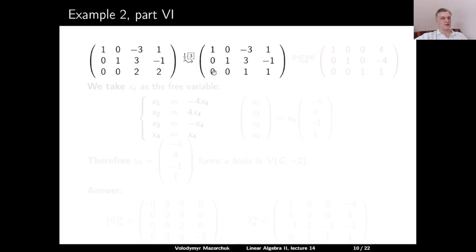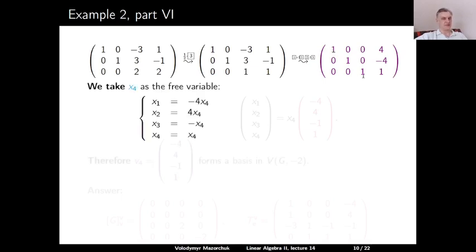So we add 3 times row 3 to row 1, and we get 1, 0, 0, 4. And we subtract 3 times row 3 from row 2 to get 0, 1, 0, minus 4. And row 3 remains the same. This is now row echelon form with leading elements in columns 1, 2, and 3.